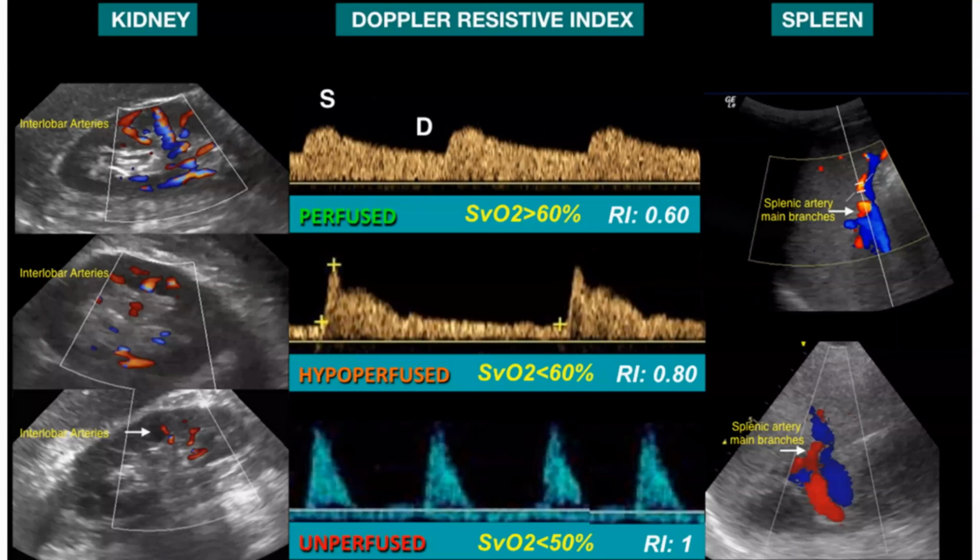Your Doppler resistive index, so what is the flow through the kidneys? What is the flow through the spleen? And you can do calculations to see if the patient's perfused, hyperperfused, or underperfused.